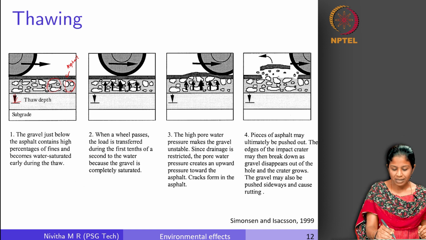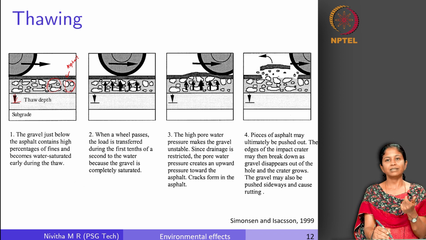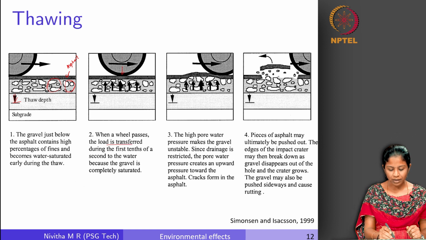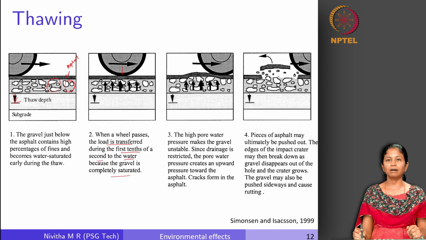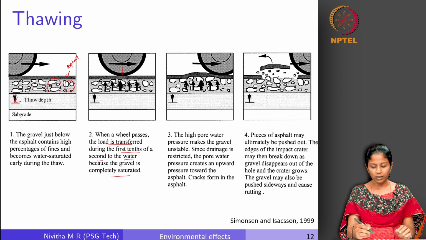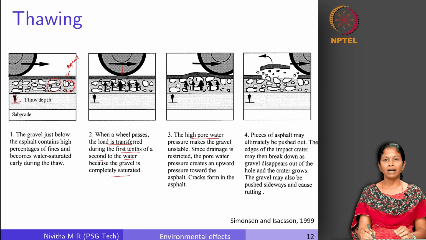Now when a wheel passes this particular point, for a given instance, for a fraction of a second, because this gravel is completely saturated, the entire load is passed on to water, right. The load is transferred during the first tenth of a second to water, because gravel is completely saturated. Once the load is transferred to water, the pore water pressure increases and makes this gravel unstable, right.